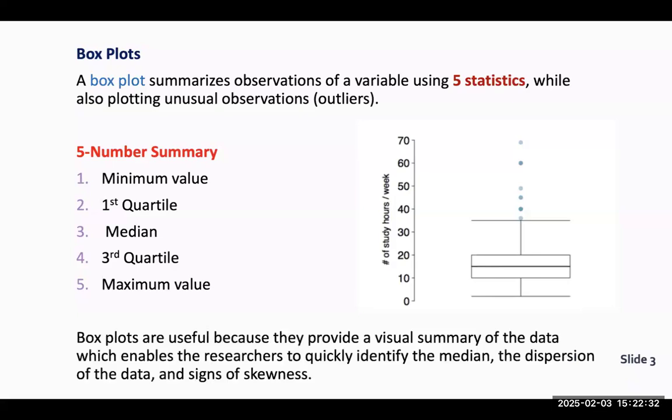Now, box plots are useful because they provide a visual summary of data that helps researchers quickly identify the median, how the data is dispersed, and it also gives signs if the data is skewed or not. That means, do we have left skewed data, right skewed data? Is our data symmetric? We can see all of this from a box plot.